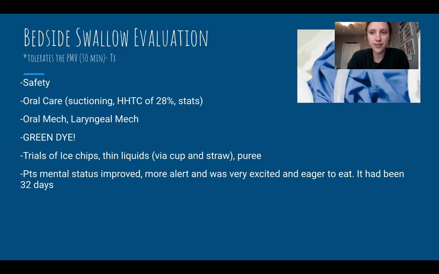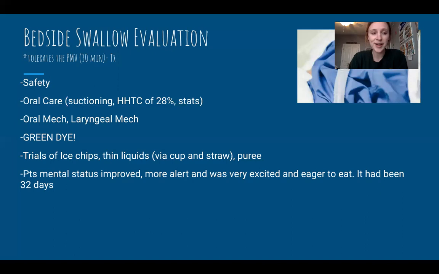We made sure that her stats were still good. We did an oral neck exam and a laryngeal mech exam, which is just looking at their vocal quality and the strength of their cough. For her, we used green dye with all of our trials. For our thin liquids, our puree, and our mech soft solids, we put green dye in them, which you do a lot for FEES as well. We did that because if we saw green dye out of her trach, we would know that it was being aspirated. That was a telltale sign of her swallowing mechanism, how strong and how functional it was.